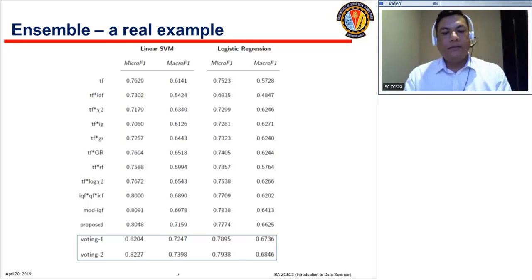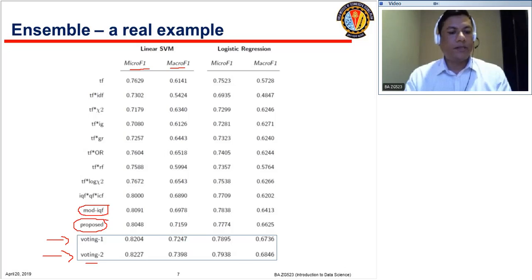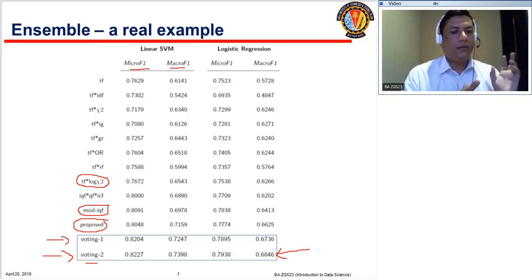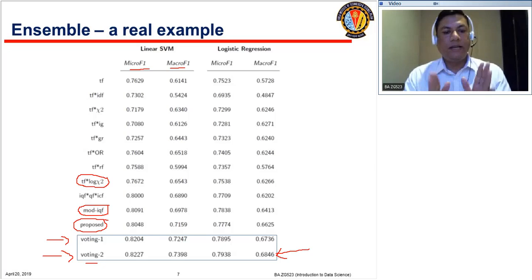All right. So the idea here is that the ensemble based methods are improving the accuracy. Here you can see the micro F1 and macro F1 of the two ensembles, and particularly the second ensemble, voting 2. Voting 2 was created out of the proposed mod IQF and the TF log x square. And you can see that each score, be it micro F1 or macro F1, for linear SVM or logistic regression, column wise, they are among the best, or they are the best.